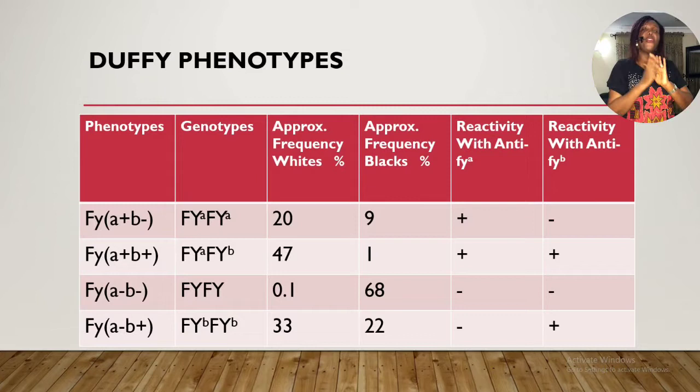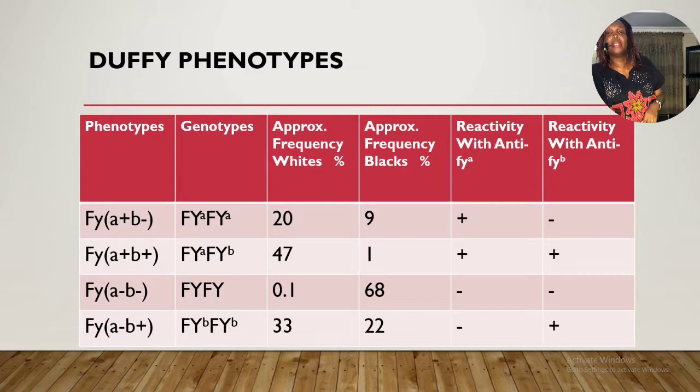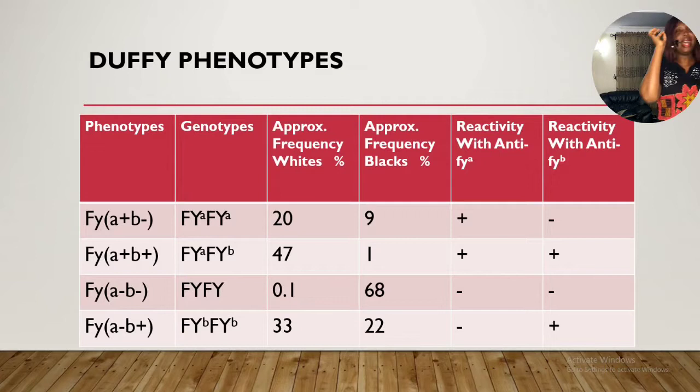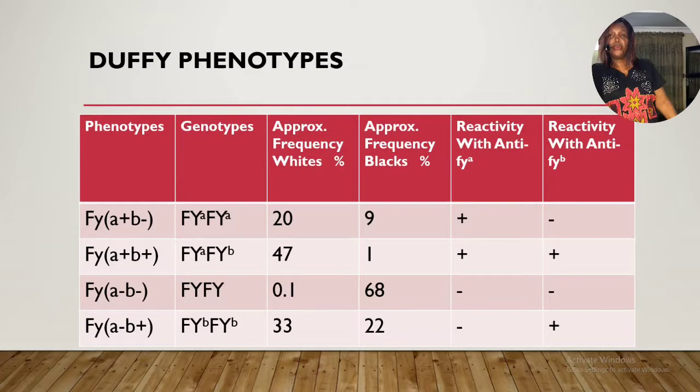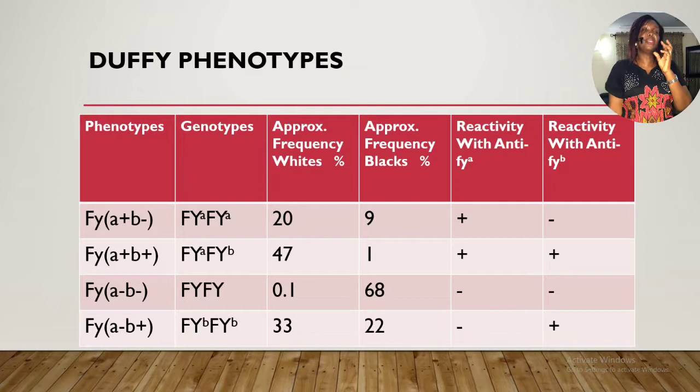You have about 47% of these people in white and 1% of them in black. Then, because they have both Duffy A and Duffy B antigens, they will react positively to anti-Duffy A and anti-Duffy B. Now we have the third group of individuals, those people that I said are Duffy null phenotype. They don't have the Duffy A antigen and they don't have the Duffy B antigen.